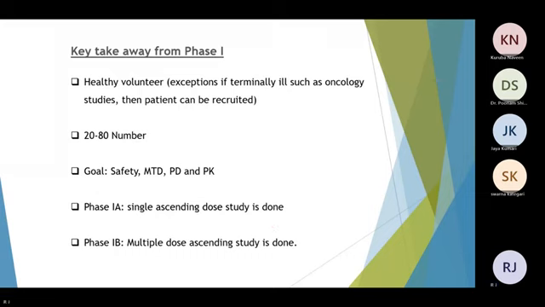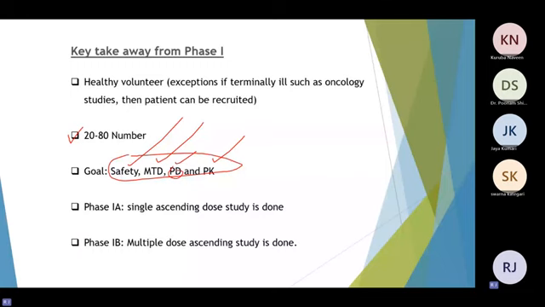Okay, and how many people are recruited? As I said, 20 to 80 people. This number may differ, but it will always be less than 100. And what is the goal of phase 1? Mainly safety, then MTD, then PK. Okay, leave PD for now. We'll see it in our normal classes, where I'll explain more about the PD part. Okay, for now, the main goal of phase 1 is safety, MTD, maximum tolerated dose, and PK.